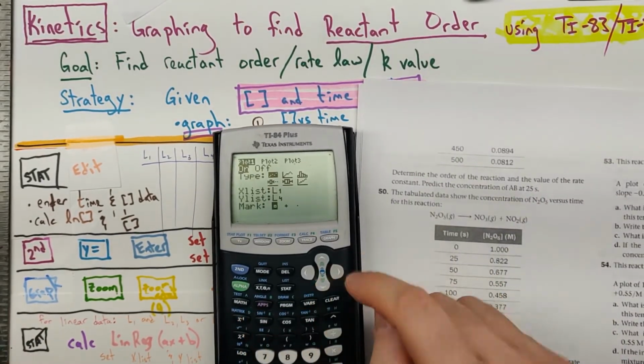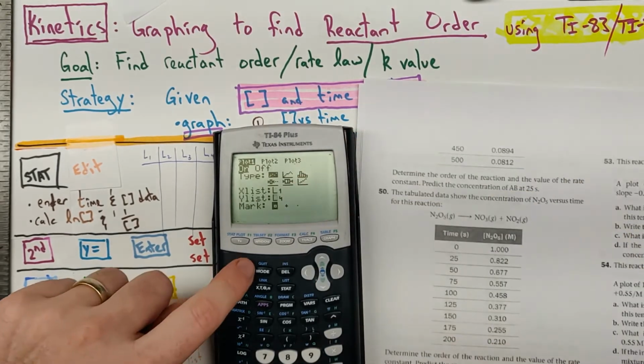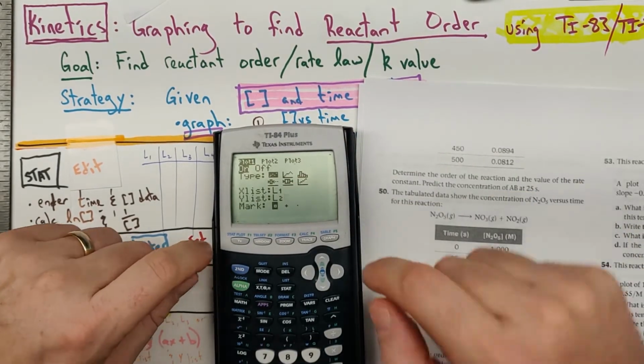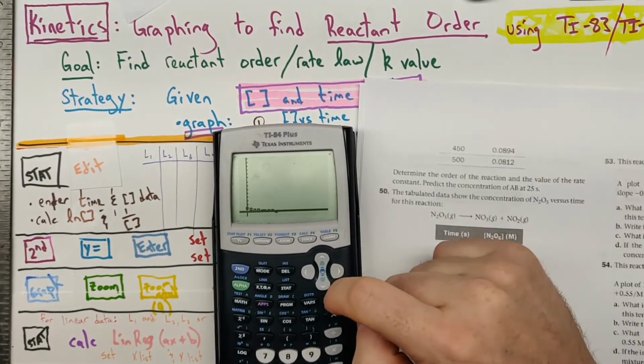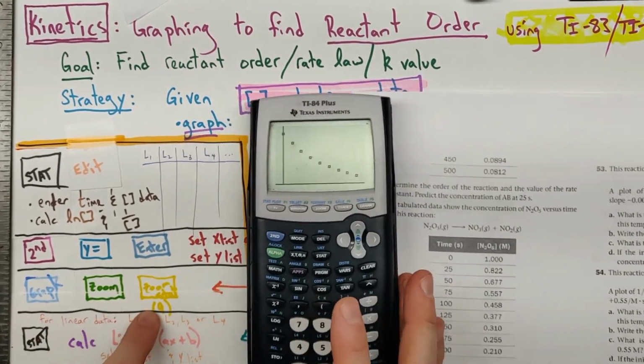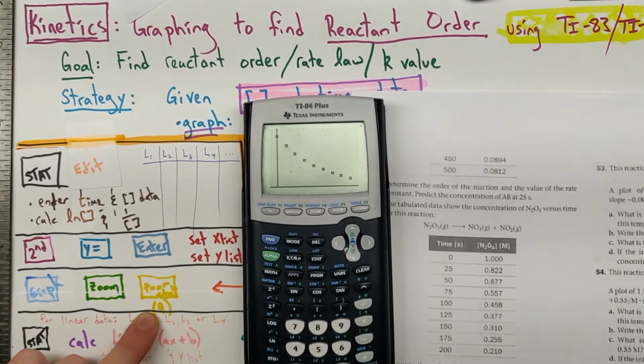So the first time I'm going to try time versus concentration. That was our L2 value. And then I'm going to graph it. So we can go to graph. Don't see it. You may recall me mentioning zoom 9 gets us there. It doesn't look super straight. All right, I mean, it's got a distinct curve to it.